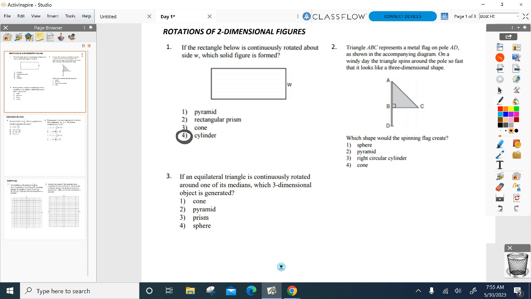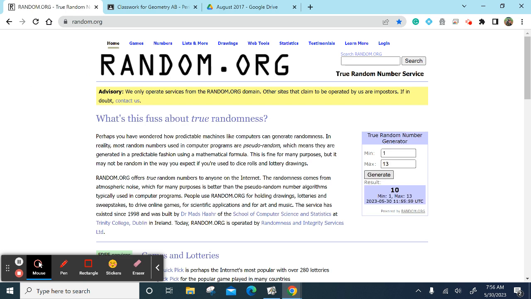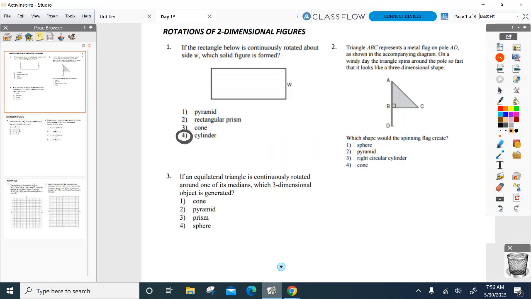How about this one? I rotate that right triangle around the flagpole. What are we looking at here? I'm going to go quick. What do we think? That's a cone. Yep, definitely a cone. Going to get that circular base. Looks like BC is going to be the radius.